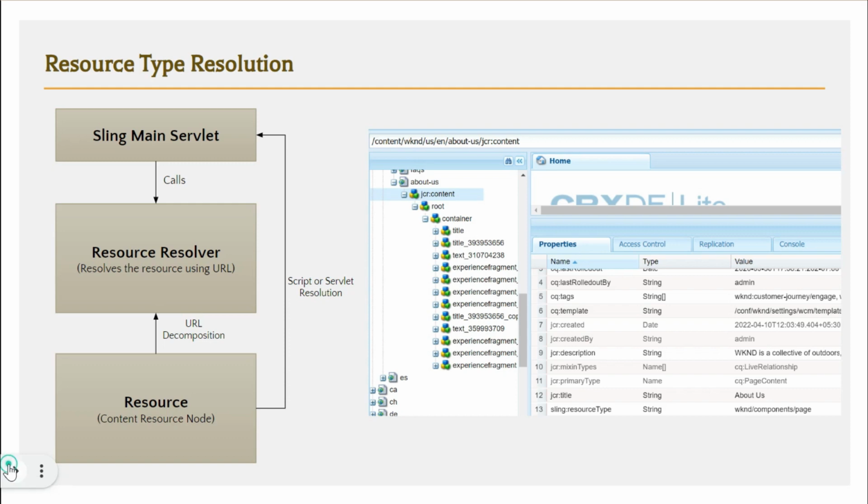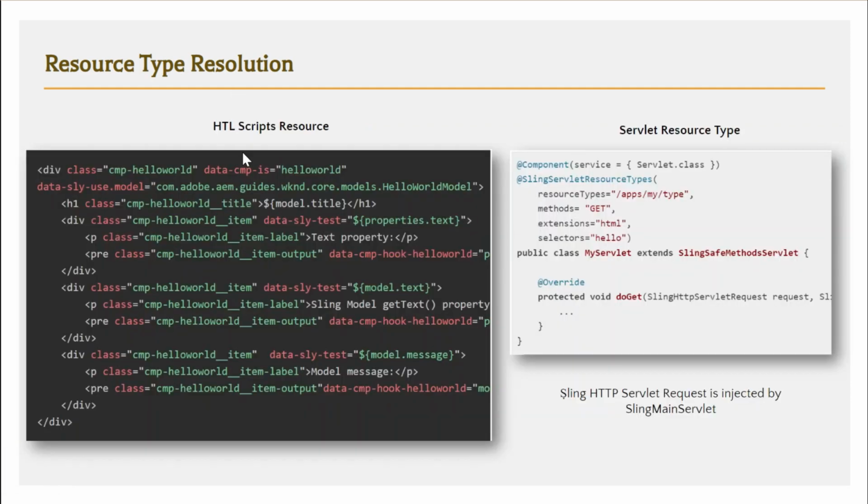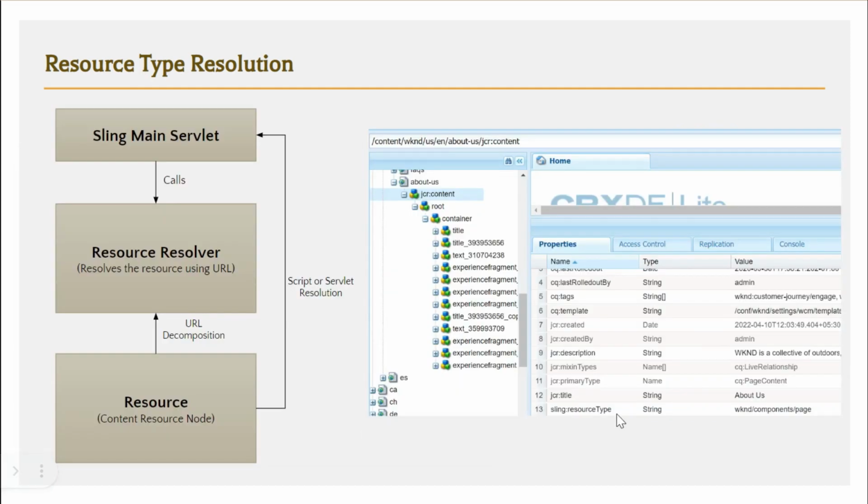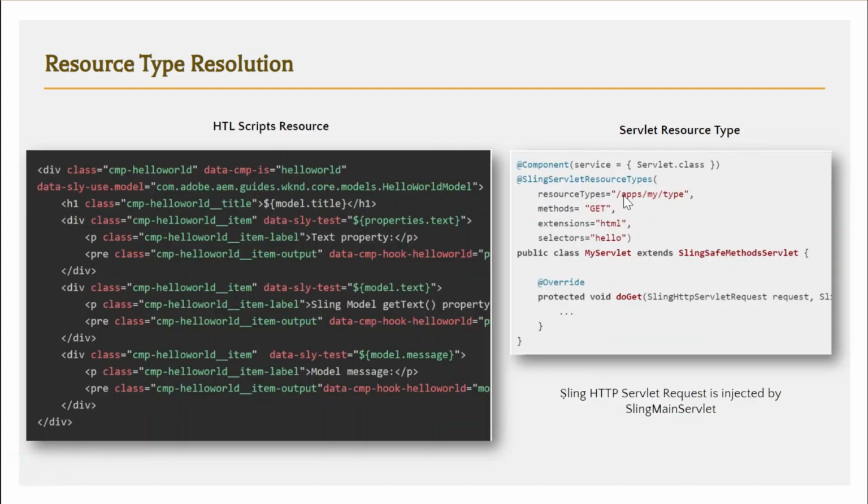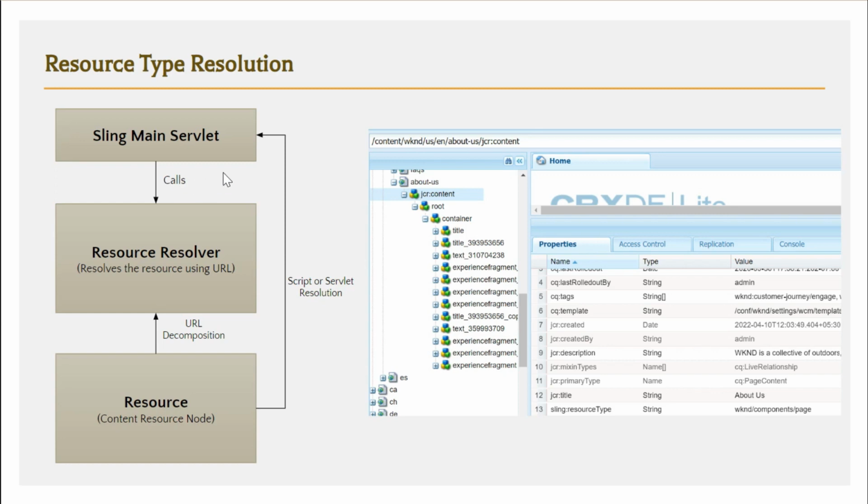That script could be either an HTML script or a servlet. If it is a servlet, then it is able to identify it with this resource type. The same path which you have given here, you have given here also. That is how it is able to identify which servlet to execute. Also, if you observe here, we are passing the SlingHttpServletRequest. This object is being injected by the Sling main servlet.